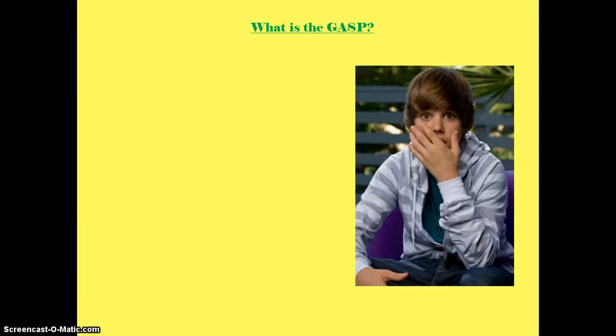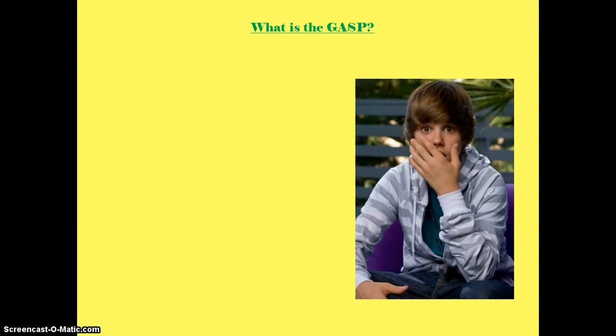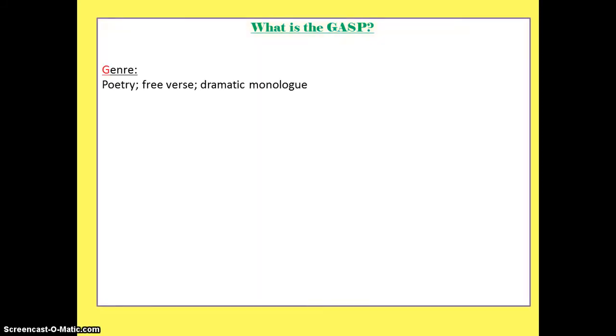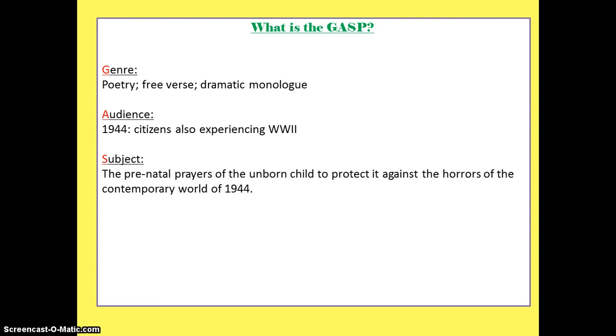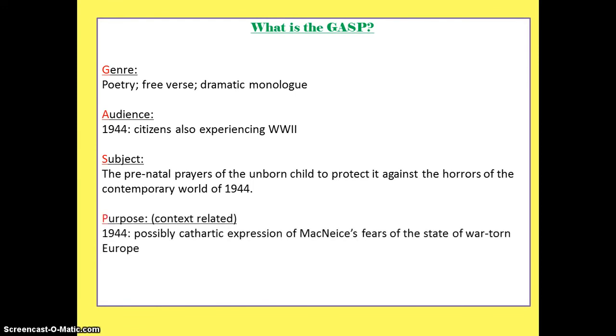Welcome back. First, let's talk about the GAPS of the poem. The genre is free verse. It's a dramatic monologue. The audience, originally, was citizens in 1944 who were experiencing World War II. The subject is about a child, the unborn child, its prayers to protect itself against the world of 1944.